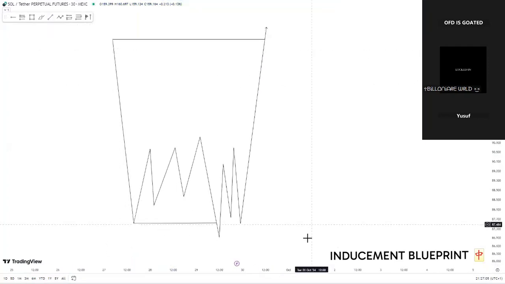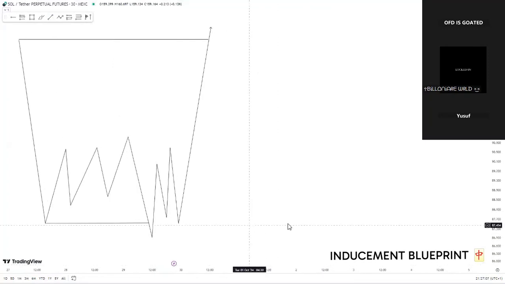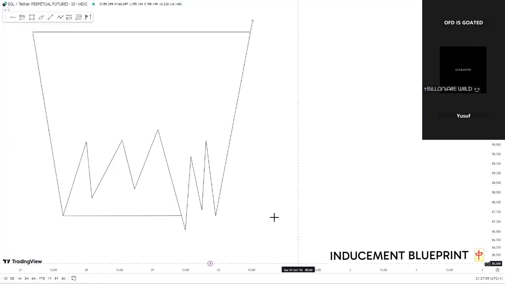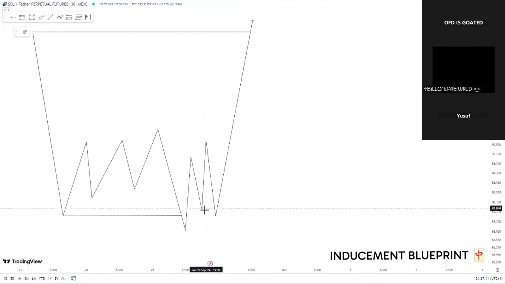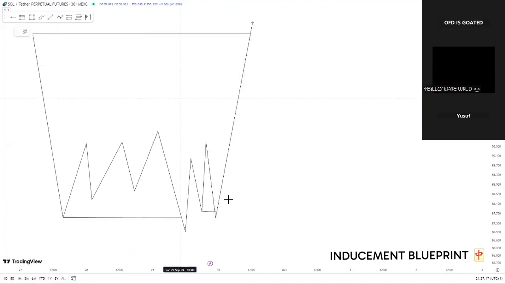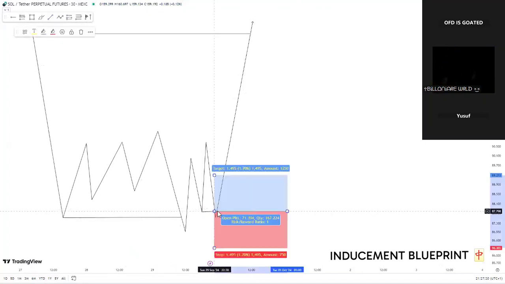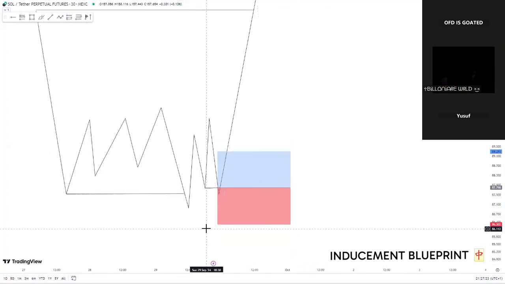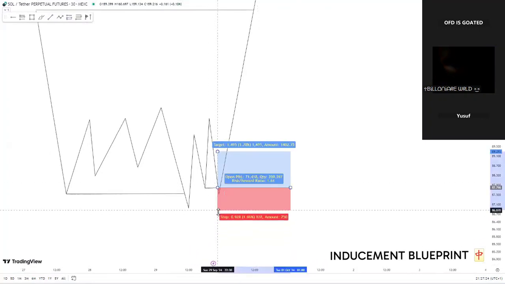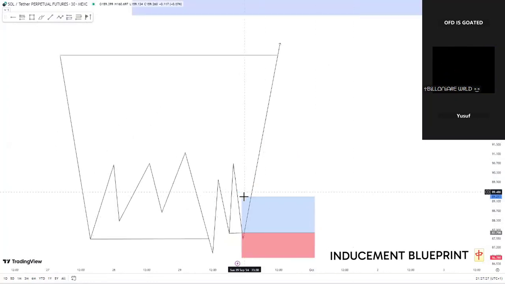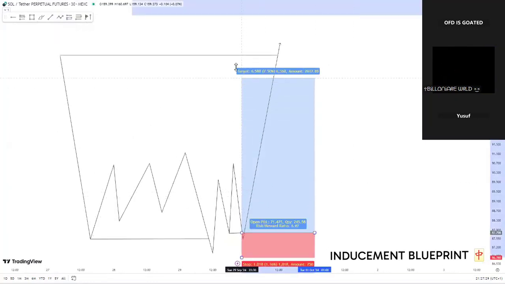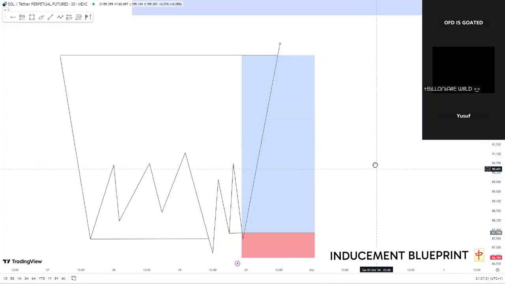So this is our external liquidity, and this is our internal liquidity. The inducement is called the internal liquidity, which is something like this. So take note, here will be our entry. Our entry should be on the inducement, then our stop loss below the protected low. And then I'll take profit on the external liquidity, like market forming something like this.